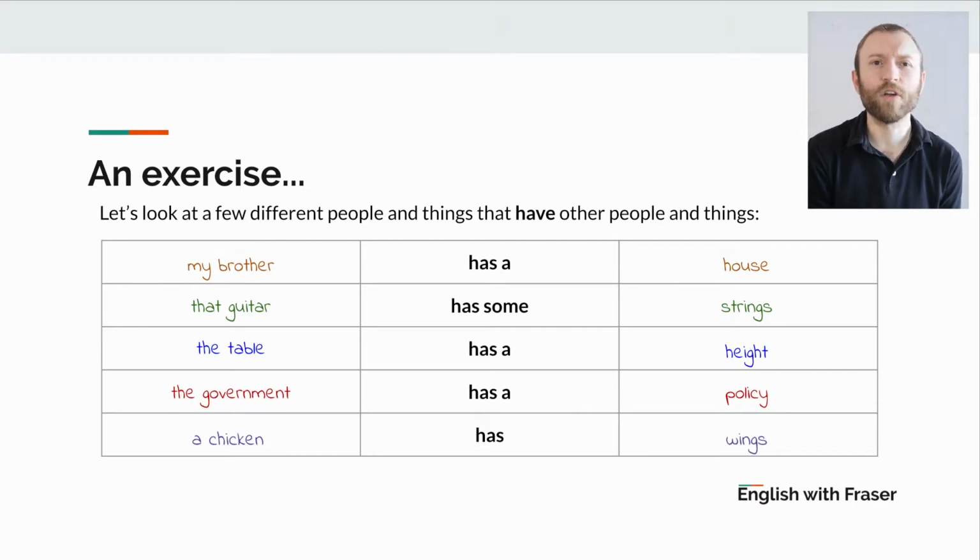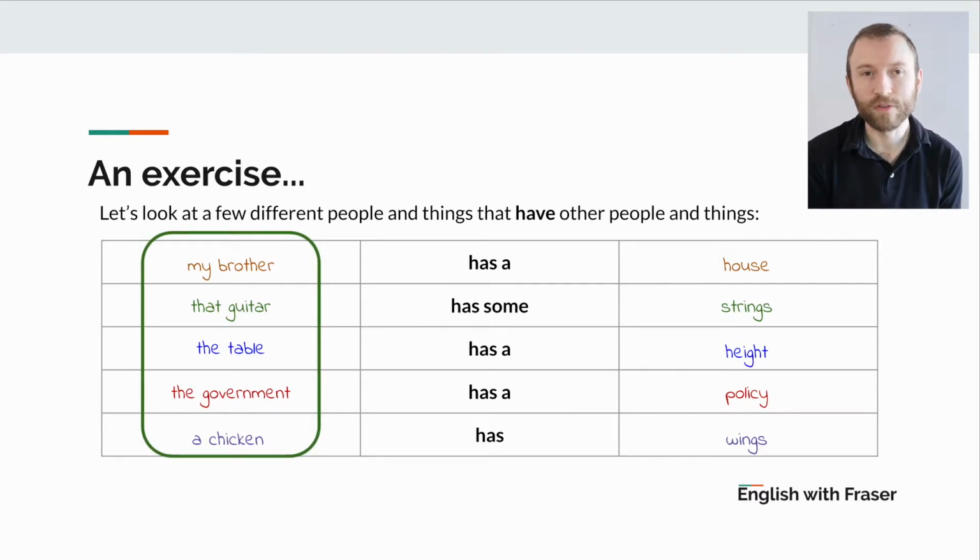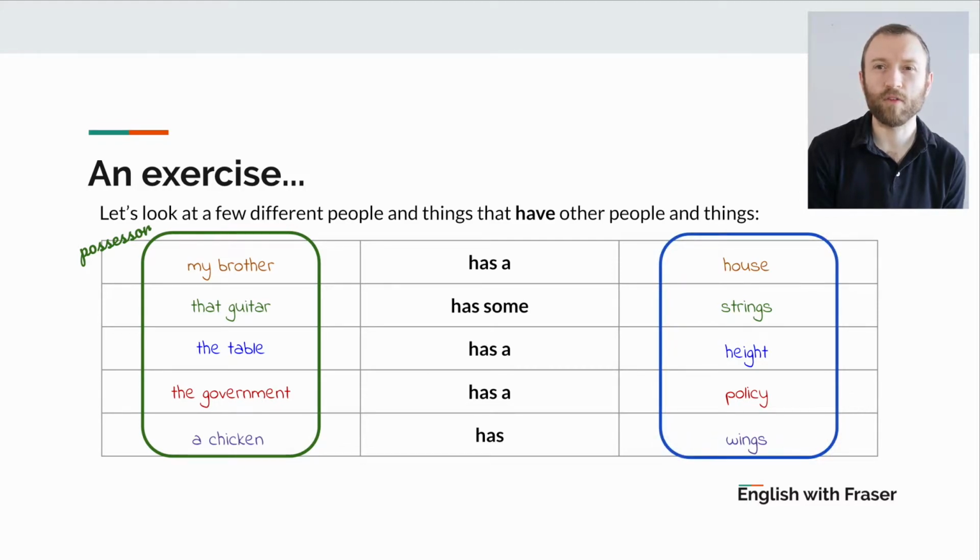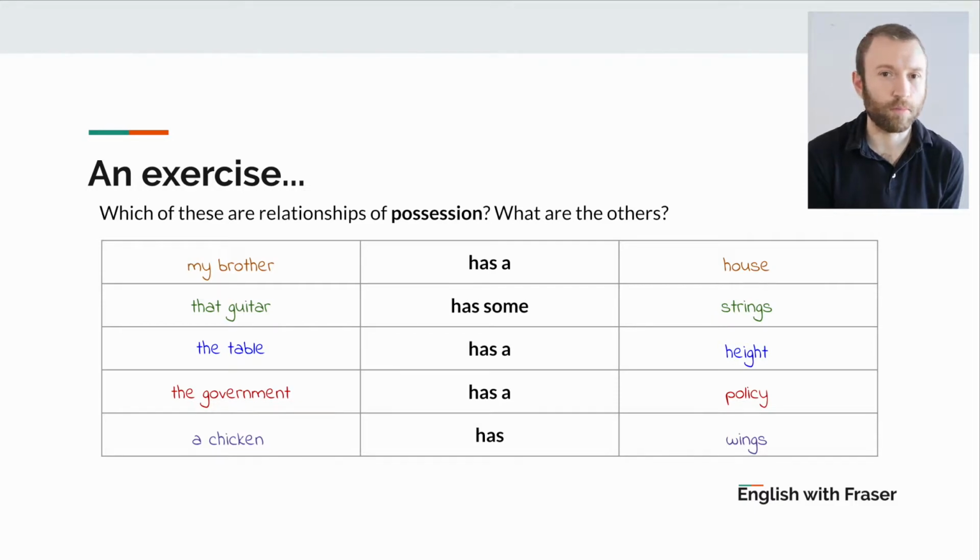Okay. If we put a circle around all of these things on the left, all of the havers, if you like, we can call these in general the possessors for the moment. And if we put a circle around all of the things on the right, all of the things that are had, we'll call these the possessed for the moment. But that relationship of possession is an interesting one, because in some of these cases, we really are talking about possessions, things that belong to a person or belong to an organization, things that are ours, that we own. But some of them, we're talking about a different kind of relationship. Let's look at them one by one.